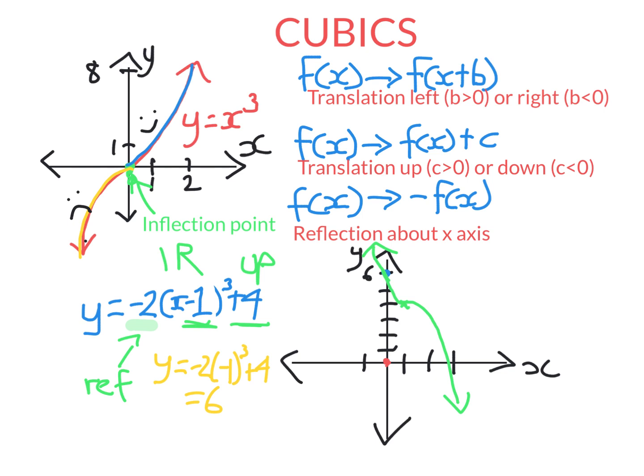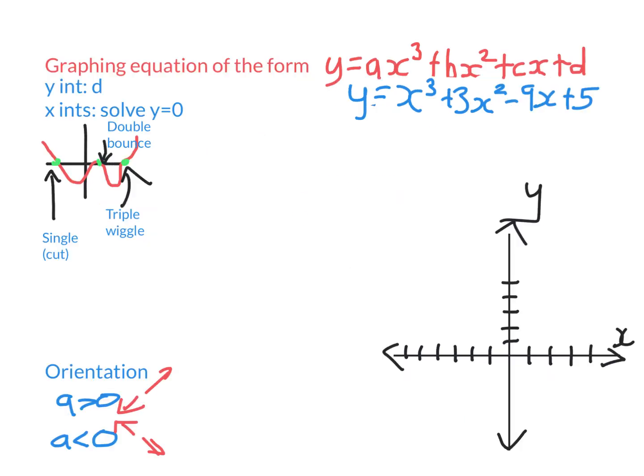Now let's graph them by calculating intercepts. So now we're going to look at graphing cubics whose equation is in this expanded form here. Because if it's in this form, it's not at all obvious what transformations were applied to y equals x cubed. So we need another method. This method involves us finding the y-intercept, the x-intercepts, the orientation, and then graphing. So let's graph this one here.